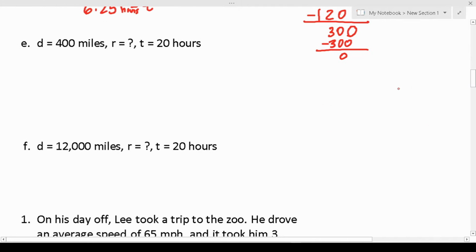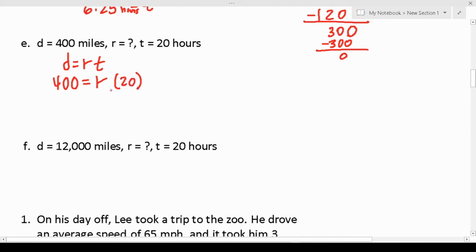All right, in these final two questions, you can see we're going to be solving for rate. E says distance equals 400 miles. R is what we're solving for, and T equals 20. So we're going to go ahead and write down the distance formula. Distance equals rate times time. We know what D is. It's 400, so we'll put 400 in place of D. This is 400 equals R, what we're trying to solve for. So we'll leave that as R, and T is 20 in this case. So we'll put 20 in place of T.